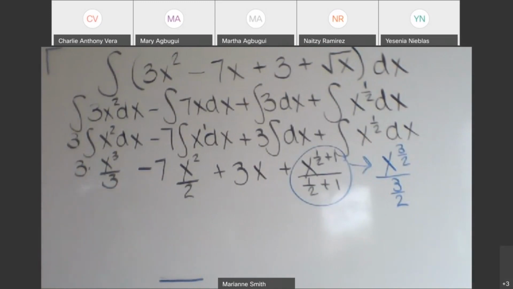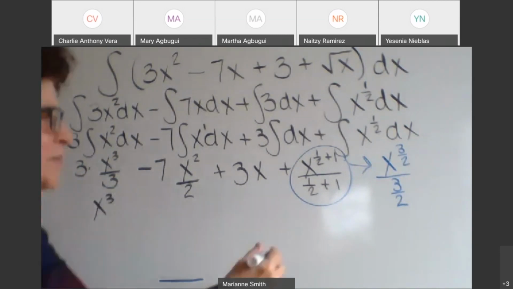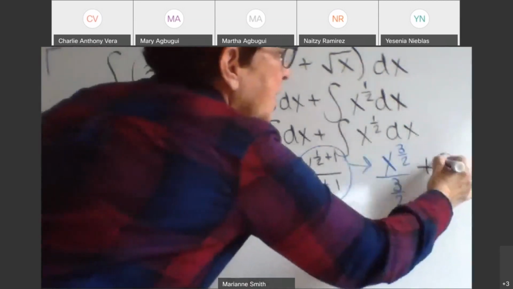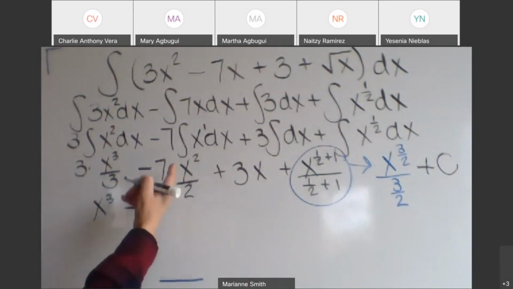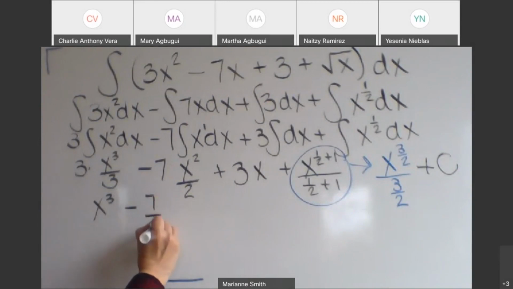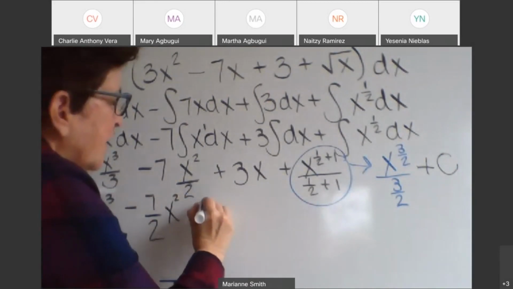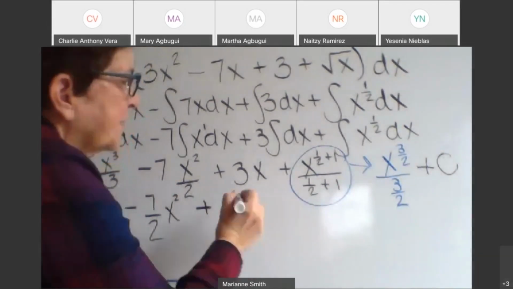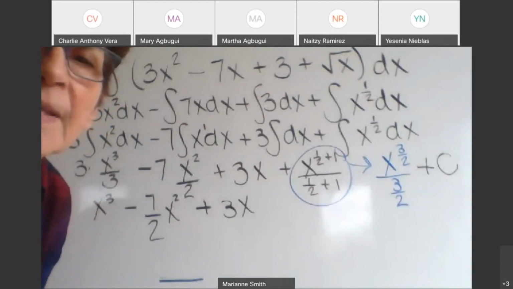Okay. So let's go through and do this term by term. Here the 3's cancel out, and my first term is x cubed. And yes, I know there's a plus c over here. There's nothing I can simplify, so this is 7/2 x squared. Here's plus 3x. Now take a look at this term over here. This is our last term.